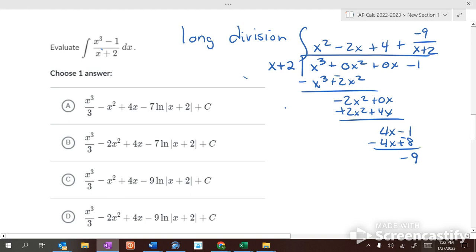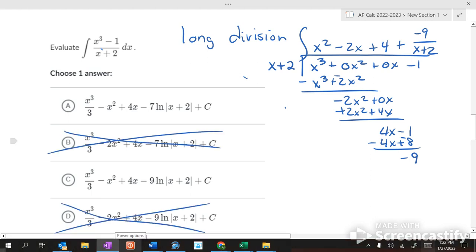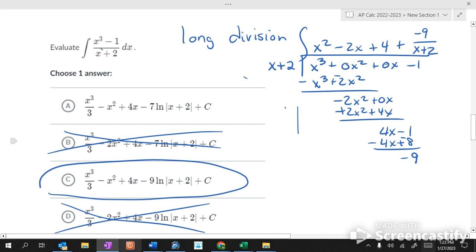What's the integral of negative 2x? Negative x squared. So these two are out. Your c is still in the running. What's the integral of 4? 4x. Still the same. And so then we have minus 9 over that, which is, oh, Miles got it. It was c. You did all that in your head. He just knew that.